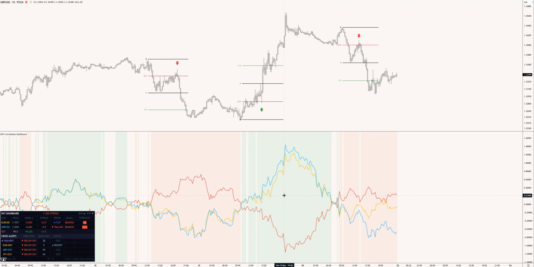And this is how you can use the Supersignal with euro and pound together against DXY.